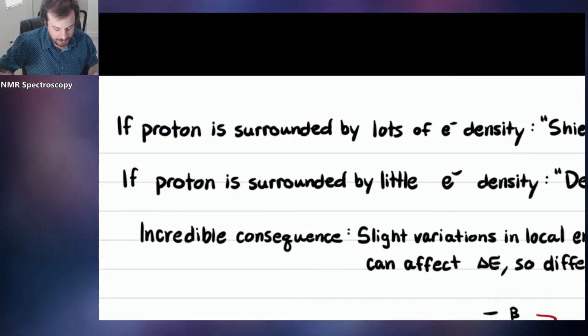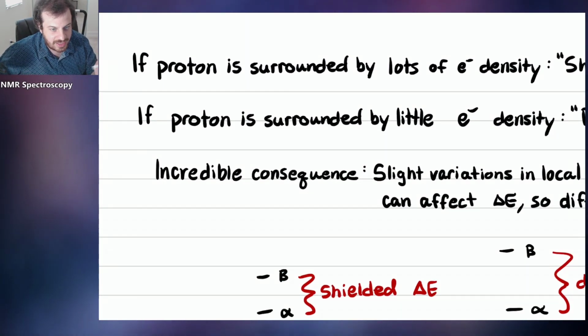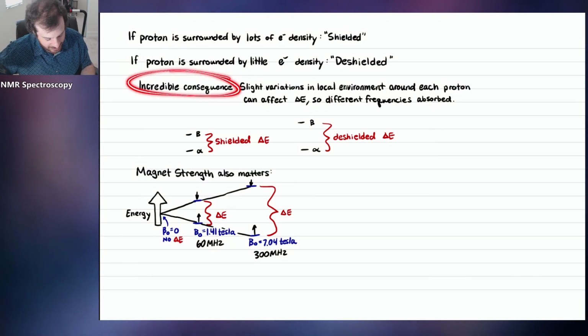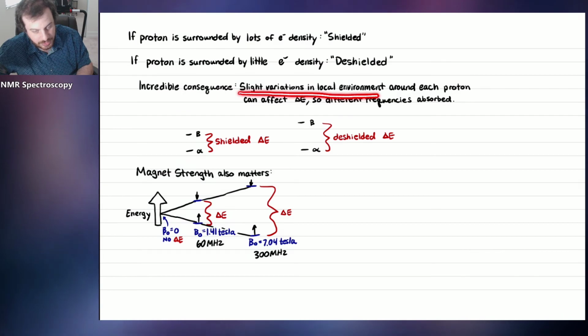So, because the protons are having two magnetic fields around them, the delta E's are slightly different for each proton based on the environment. So if the proton is surrounded by lots of electrons, we are going to call that shielded. And if you have a proton that's surrounded by very few electrons, we're going to call that deshielded. And so the incredible consequence that we have now is that slight variations in the local environment, meaning slight variations in the amount of electrons around the proton, can affect the delta E, so different frequencies are absorbed.